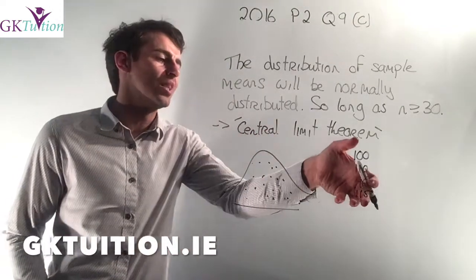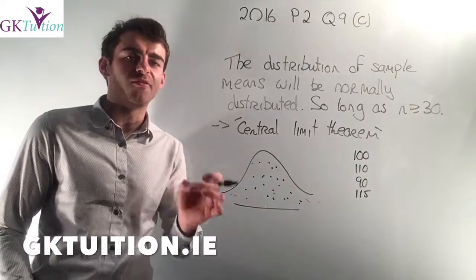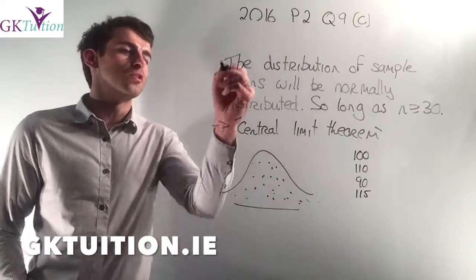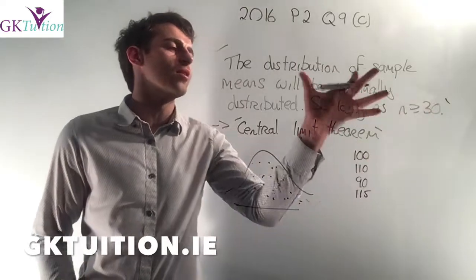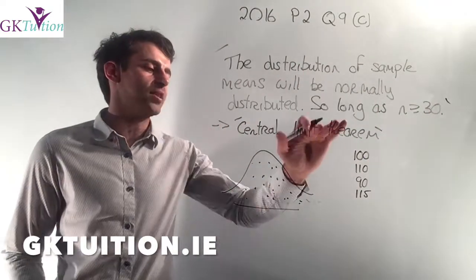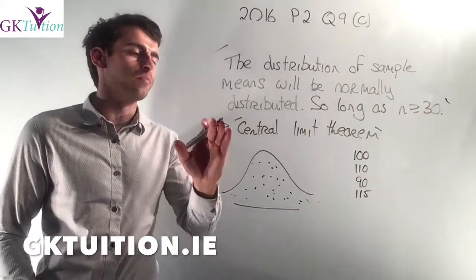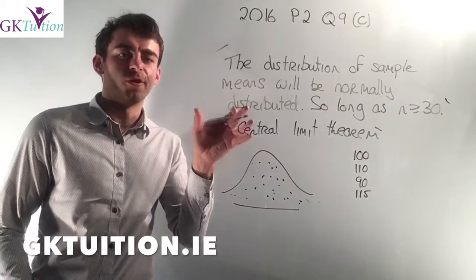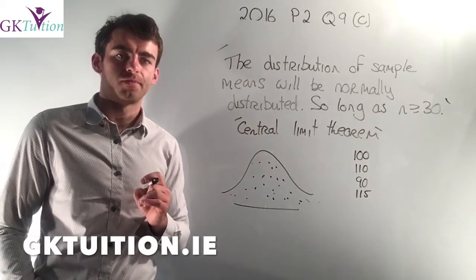I'd have to go to at least 30 counties and get the average farm size in each one. So your answer there, all you need for your answer there is this. This second bit here was just my explanation. So just be aware that what they're referring to there is the central limit theorem.